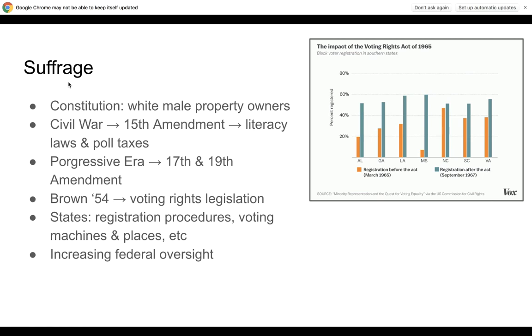Literacy tests, for example, are outlawed in every state because of the Voting Rights Act amendments of 1970 and other Supreme Court decisions. And to be honest, after what's been happening recently, I wouldn't be surprised if federal oversight increases even more.